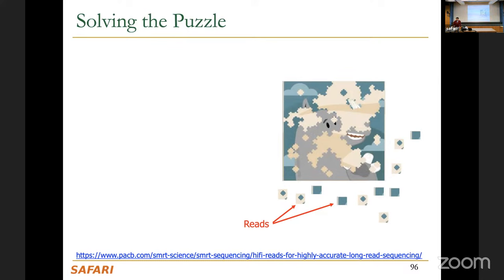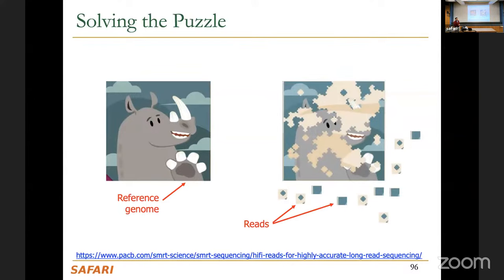And there's some good news here. There may be some hint that you can look at so that you can solve this puzzle easily. For example, this could be a human reference genome, so you may be looking at it to figure out the order.